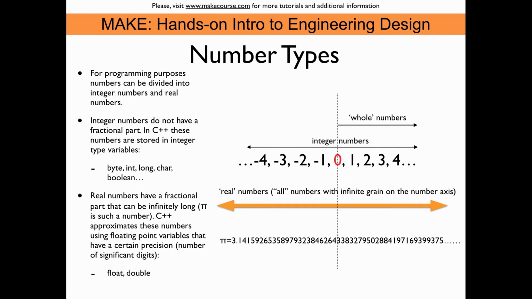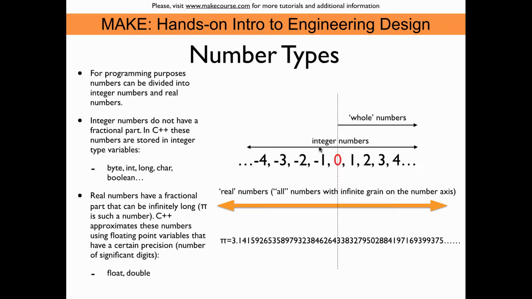Before we start talking about C++, variable types and so forth, let's go back to high school for a moment and review the different types of numbers that are out there. The real numbers, they encompass all numbers. So we have the number axis here and we can have numbers on here with an infinitely resolved grain. Pi is an example of such a number. It has an infinite number of digits after the decimal point.